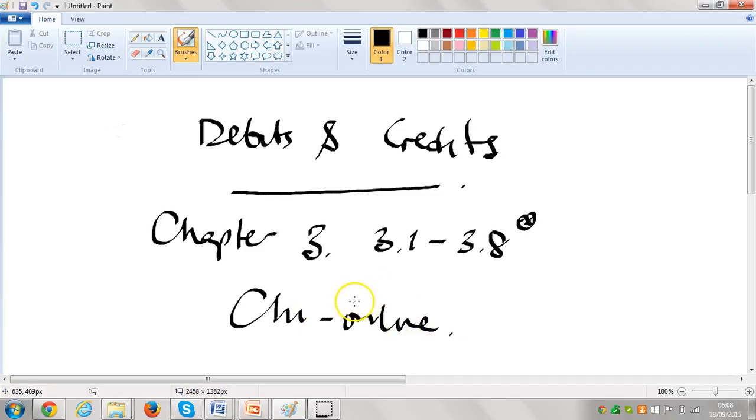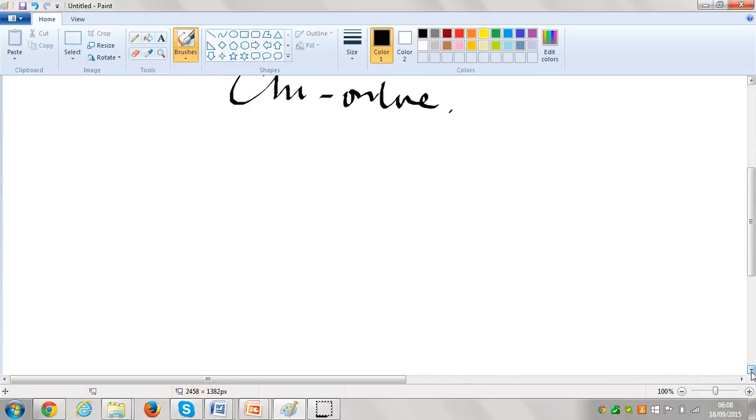Right, so let's get straight into this. What we're going to do now is connect the accounting relationship, the accounting equation, to this language we've been talking about so far. So, to the debits and credits.